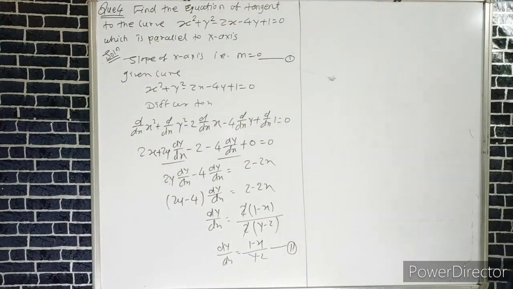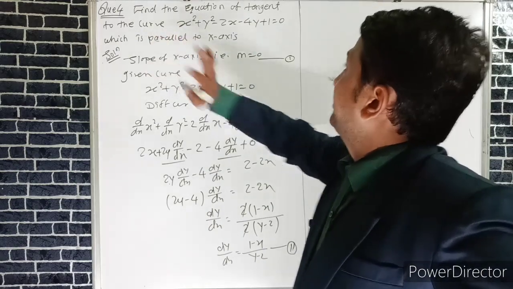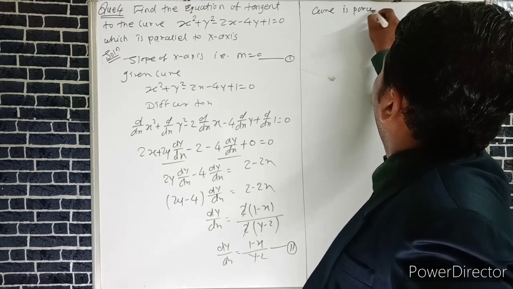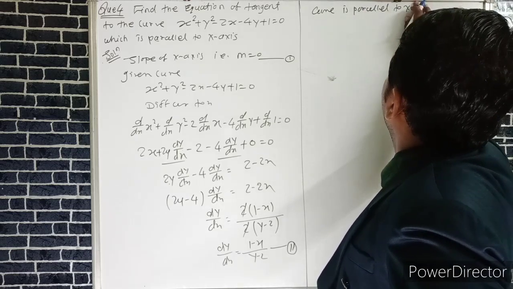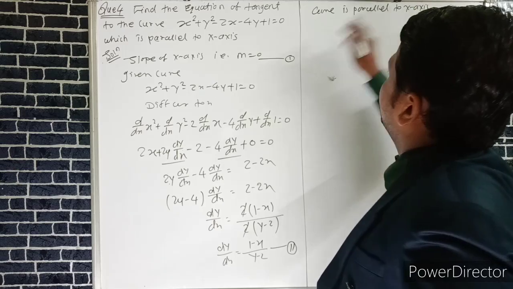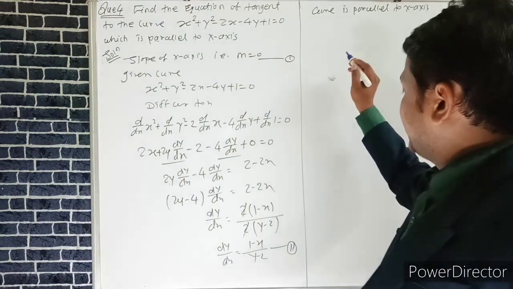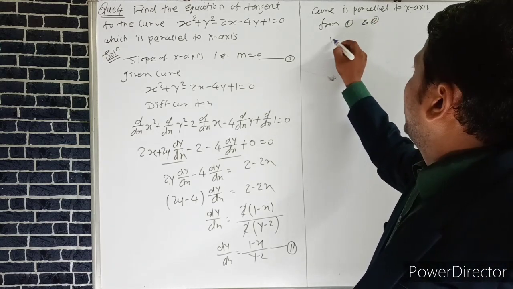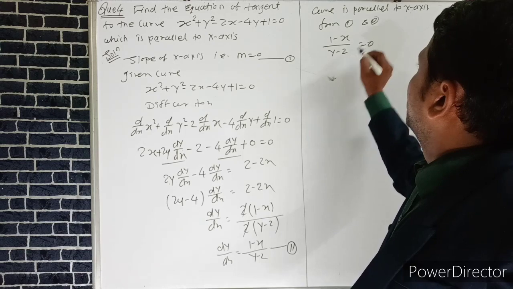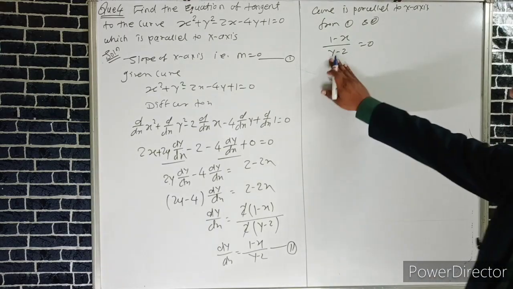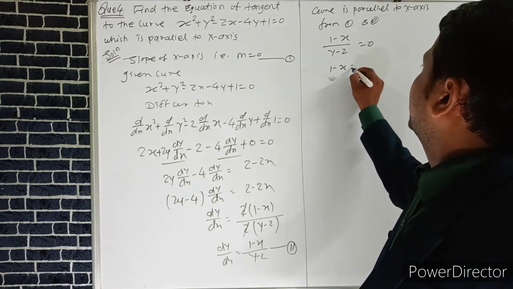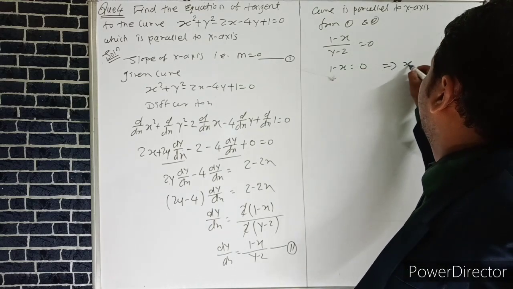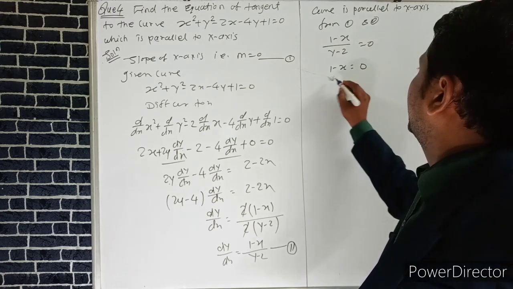We know that the curve is parallel to the x-axis, and the slope of the x-axis is 0. Hence from 1 and 2, (1 − x)/(y − 2) is equal to 0. If we shift y − 2 to the right side, 1 − x is equal to 0 into (y − 2), which is 0. Hence x is equal to 1.